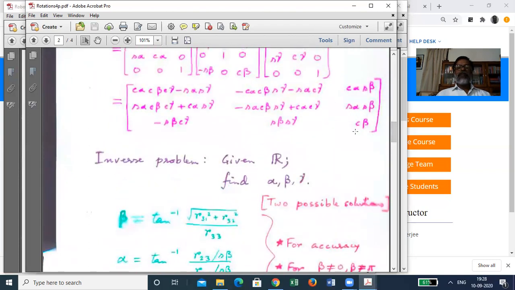Now you see R31. So this is R31 and R32 is this. If you square and add these two, then sin square beta will be common and cos square gamma plus sin square gamma will be 1. So it will be sin square beta. Square root of that is sin beta, plus or minus. Divided by cos beta, that is R33, that is tan beta. That is why you take the tan inverse of this, and that is the angle beta.